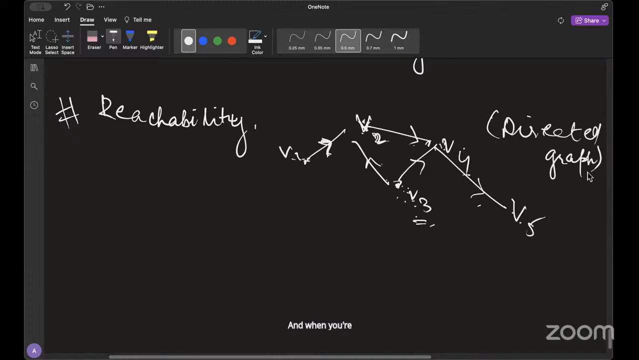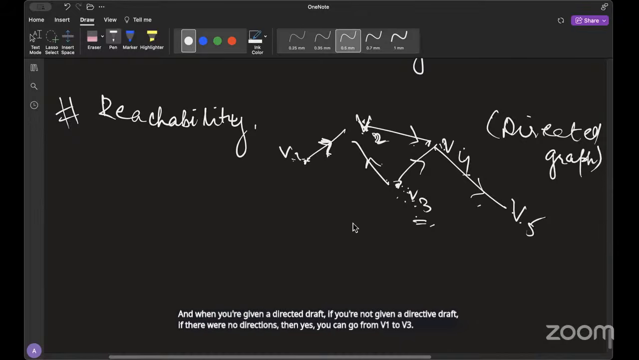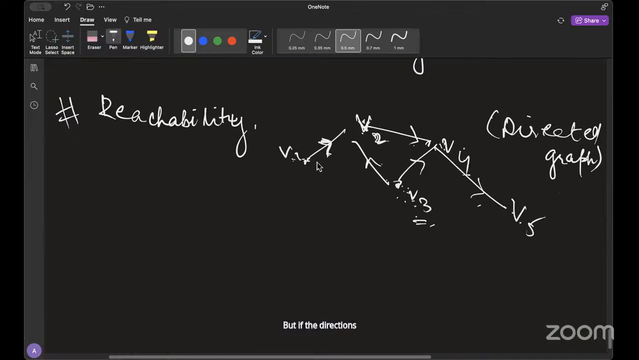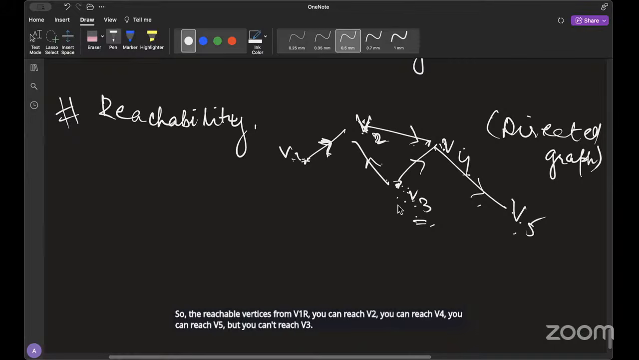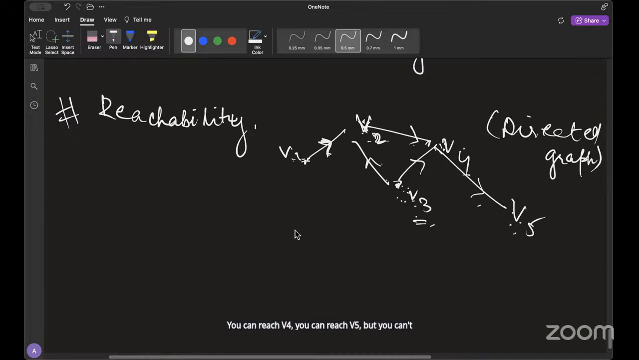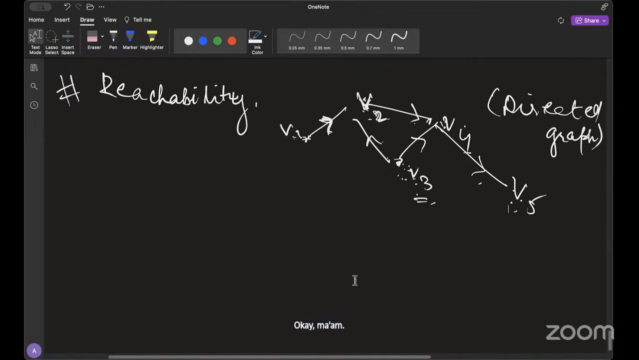And when you're given a directed graph, if there were no directions, then yes, you can go from V1 to V3. But if the directions are given, that means you cannot go from V1 to V3. So the reachable vertices from V1 are: you can reach V2, you can reach V4, you can reach V5, but you can't reach V3. Similarly, from V3, you can reach V2, V4, and V5, but you can't reach V1. Got it.